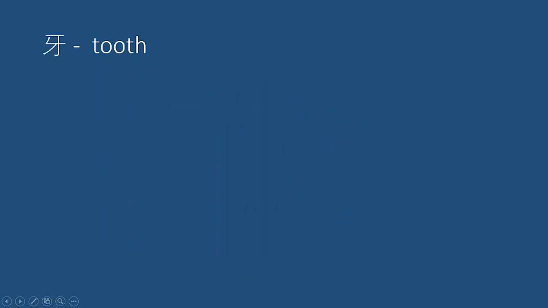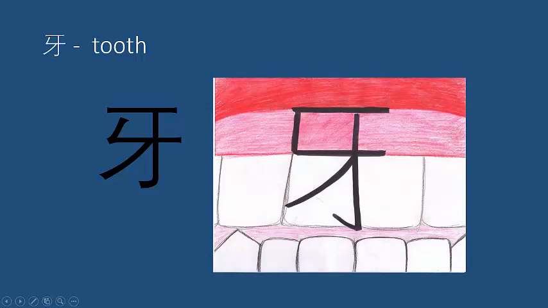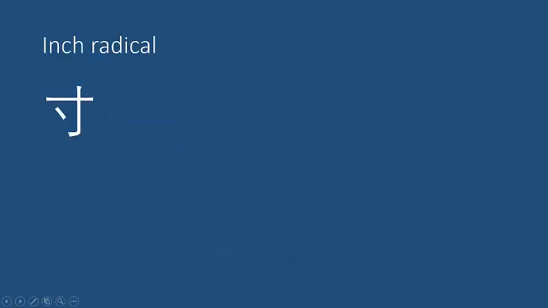The next character is tooth, ya, the tooth radical, and here it's been illustrated as the gums and the tooth. Originally it looked like 2 teeth biting together, and then they got turned on their side, and we get this shape. You just have to memorize it. It's also part of the character to wear.